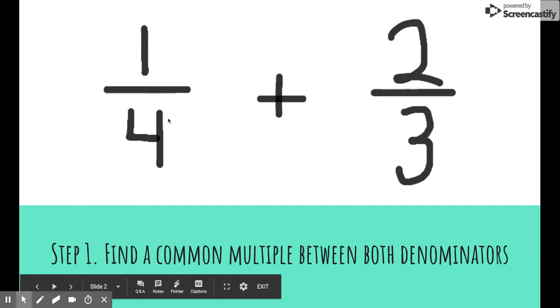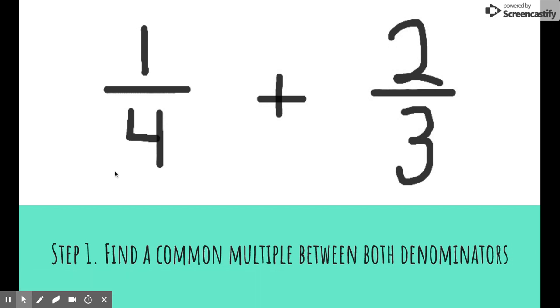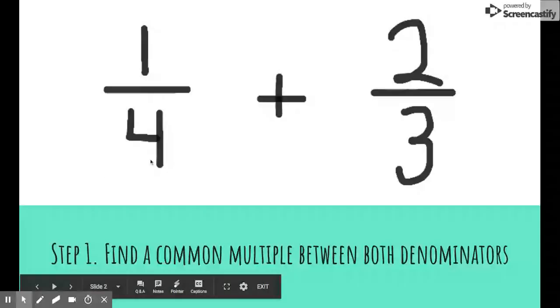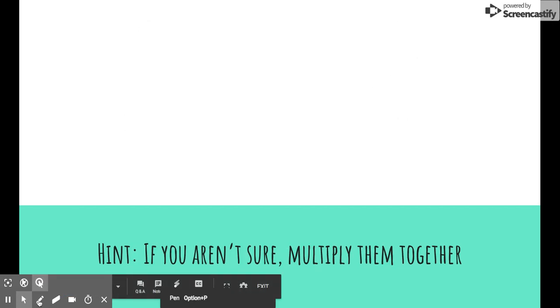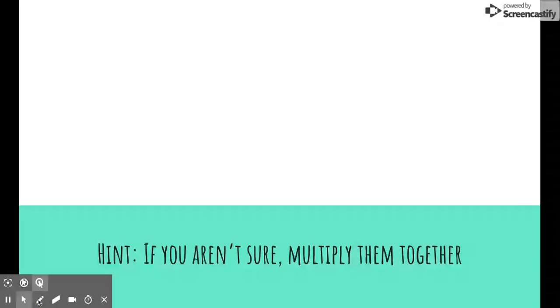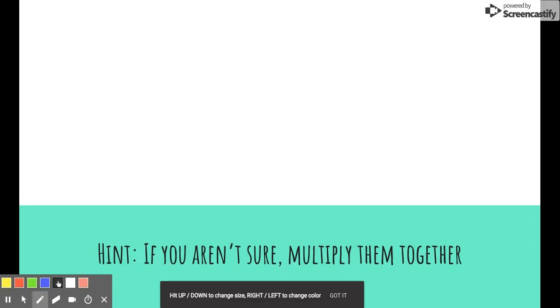So for example, 4 times 2 is 8, which means 8 is a multiple of 4. 4 times 5 is 20, so 20 is also a multiple of 4 because 4 goes into both of those numbers. We want to find a number that both 4 and 3 go into. If you're having a hard time finding a common multiple between both numbers, a trick that will always work is multiplying the two numbers together.